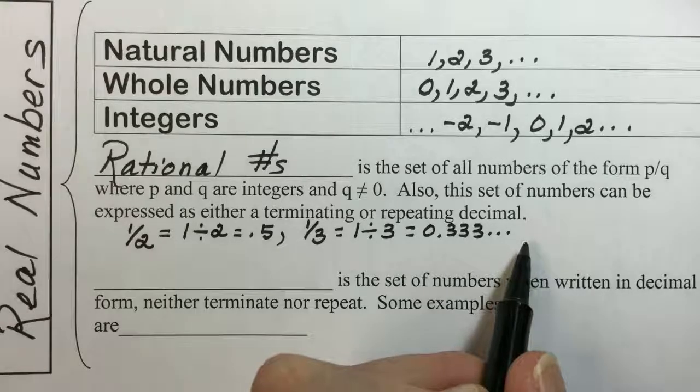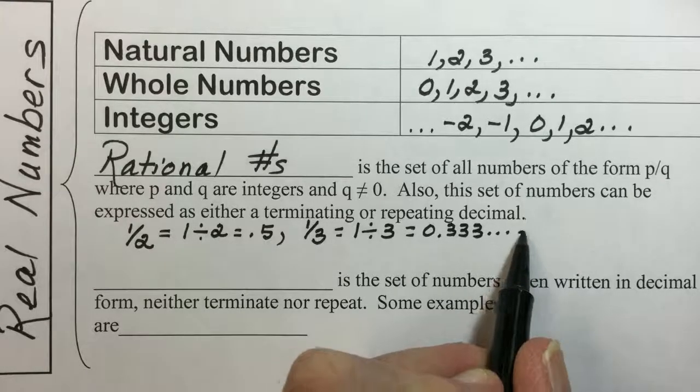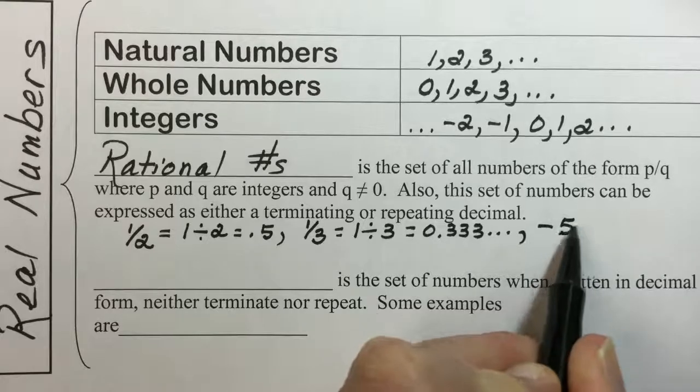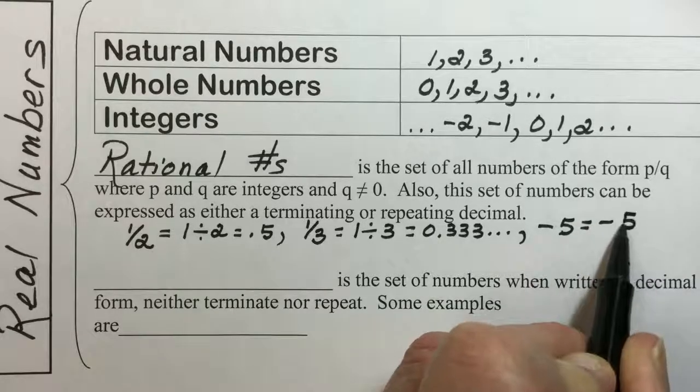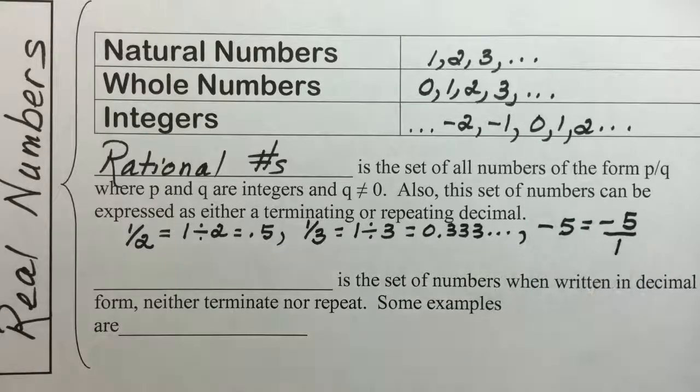All integers, whole numbers, and natural numbers are rational numbers. If we have -5, we can express it as a rational number by putting a denominator of 1, and when we do the division, we're right back at -5, terminating.